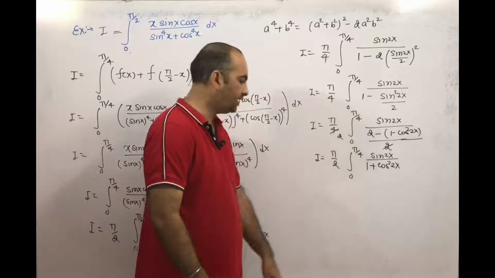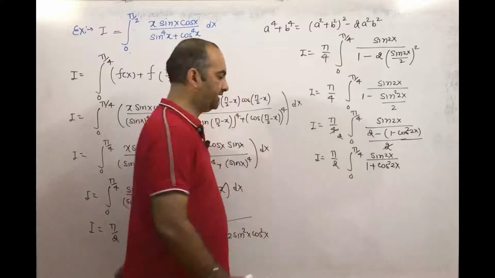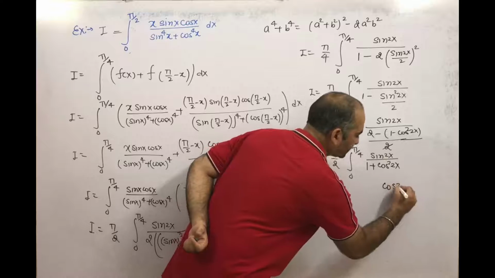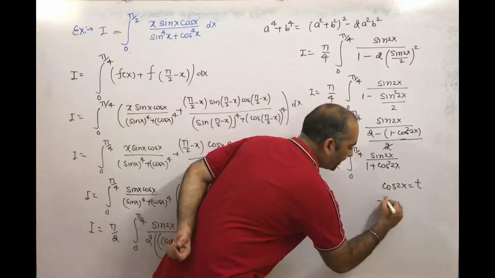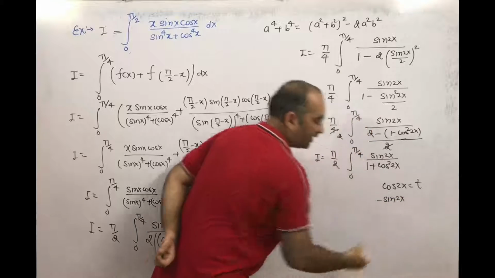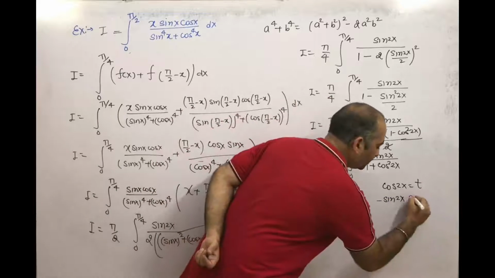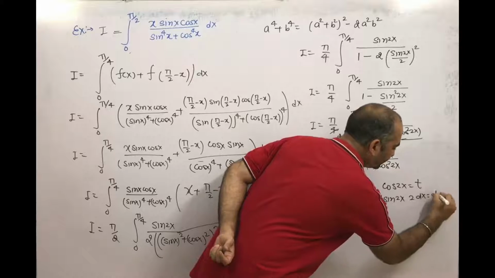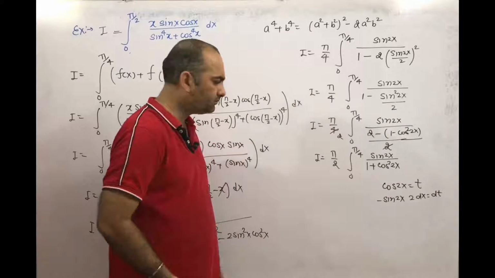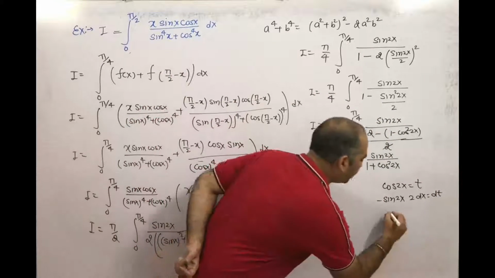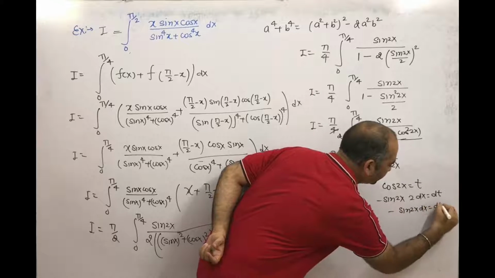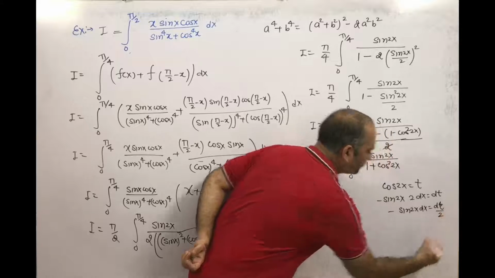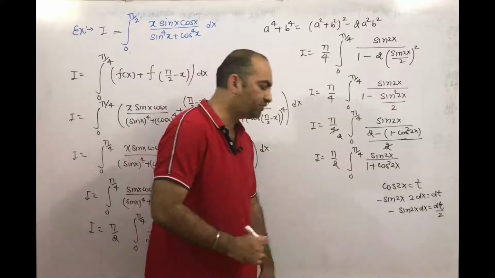Okay, now here cos 2x we will take as t. Cos 2x we will take as t. Cos 2x differentiated gives minus sine 2x, and the derivative of 2x gives 2, into dx equal to dt. This will come. So from here minus sine 2x dx we can write as dt by 2.